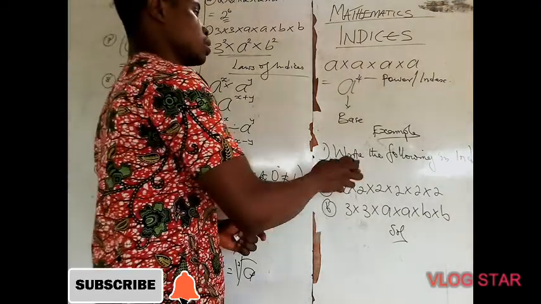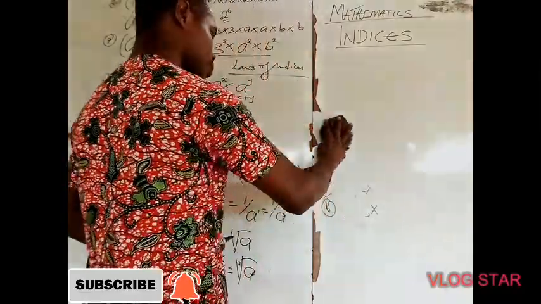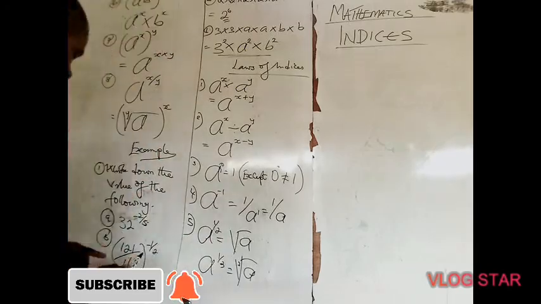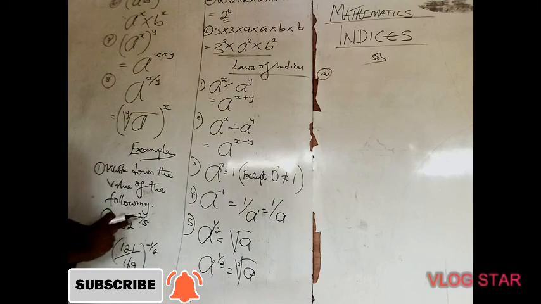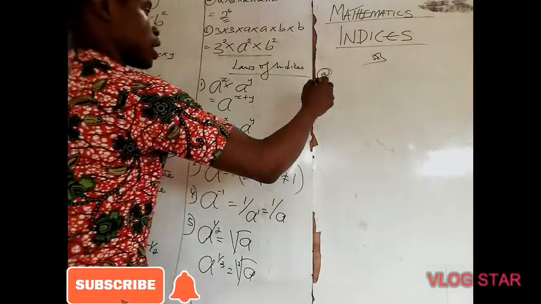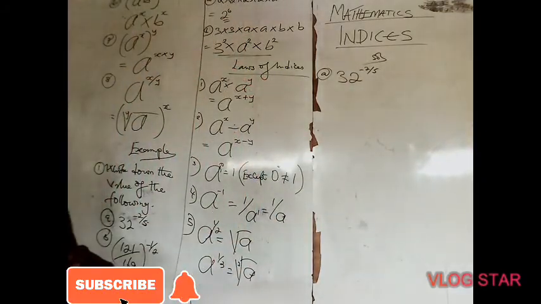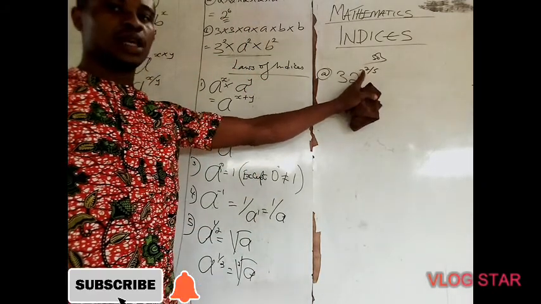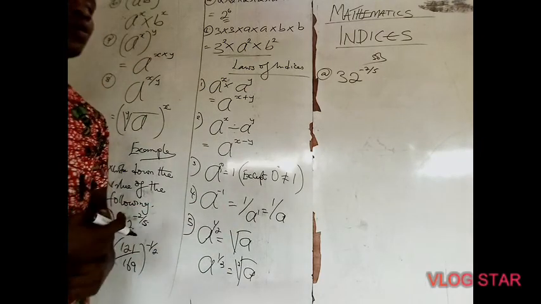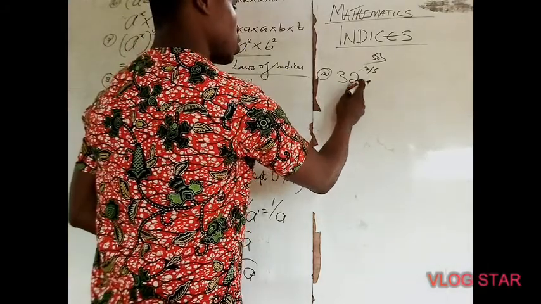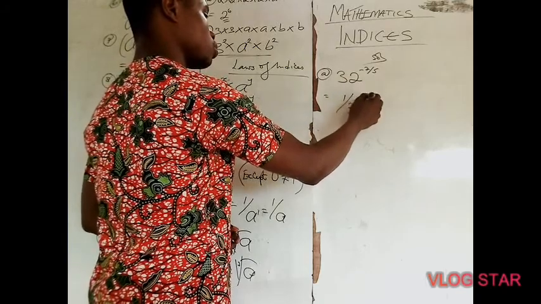Let's take down the solution here. We have the first question under solution A. The question says 32 raised to power minus 2 over 5. So definitely we have 2 laws here, but first you have to obey the negative index law. The negative index says whenever a number is raised to a negative power, use the reciprocal, then raise to a positive power. The reciprocal of 32 is 1 all over 32, then raised to power 2 over 5.